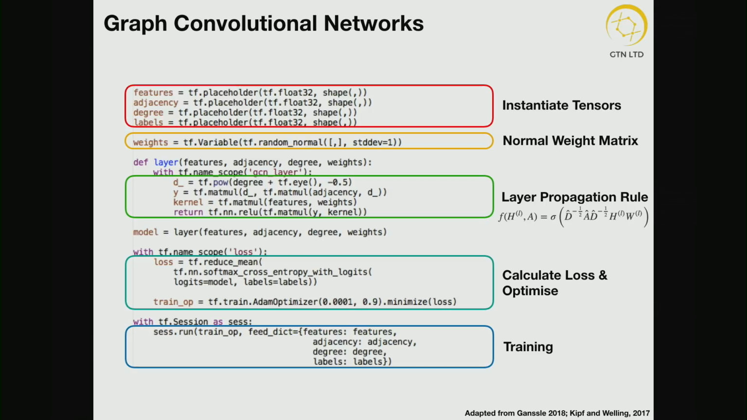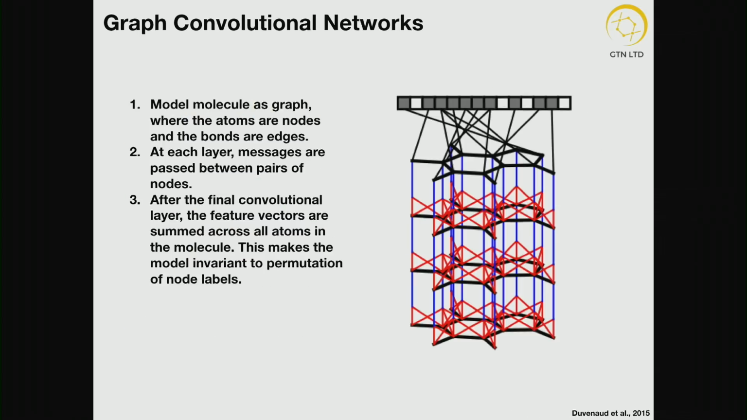It's important to point out that if you can get your data into a graphical format, then it's relatively easy to apply these kinds of convolutional networks to it. There's a lot of open source software on GitHub that allows you to do that pretty easily.